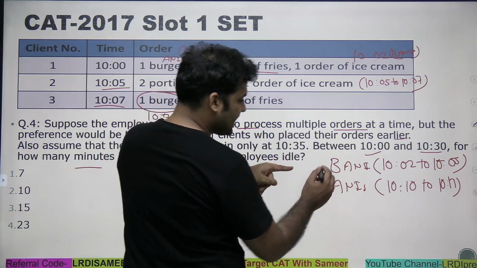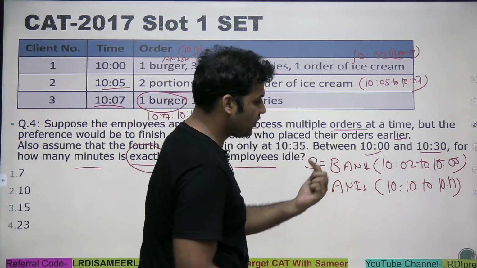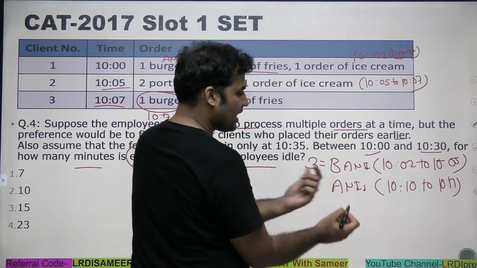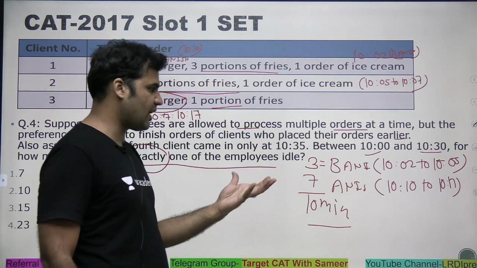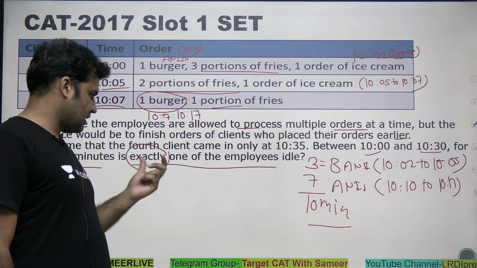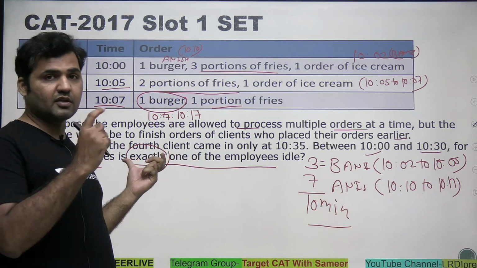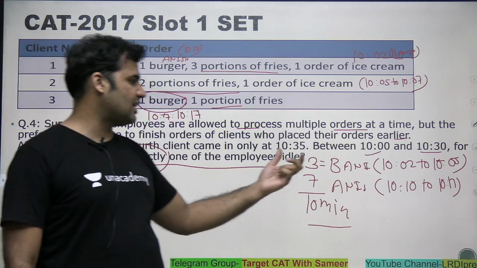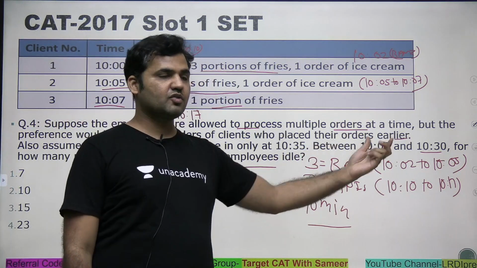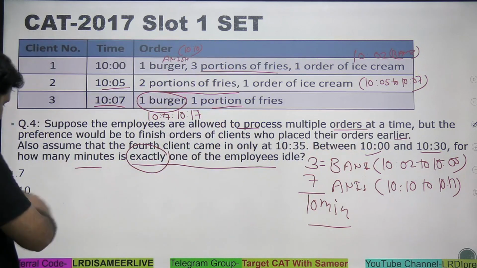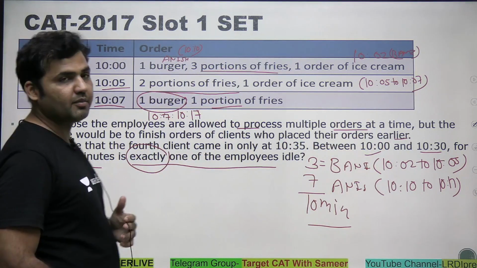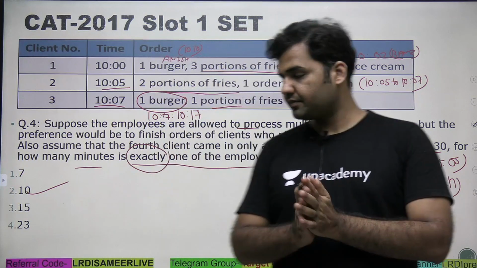So therefore, you see that this is a 3-minute time where Bani is free, and this is a 7-minute time where Anish is free. The total time where exactly one. Keep this in mind. I'm trying to make you understand the meaning of the words exactly one of the employees idle. Exactly one means either Bani is working and Anish is free, or Anish is working and Bani is free. So that total time is 10 minutes. So the answer to the question will be option number 2. That would be the correct answer of the question.